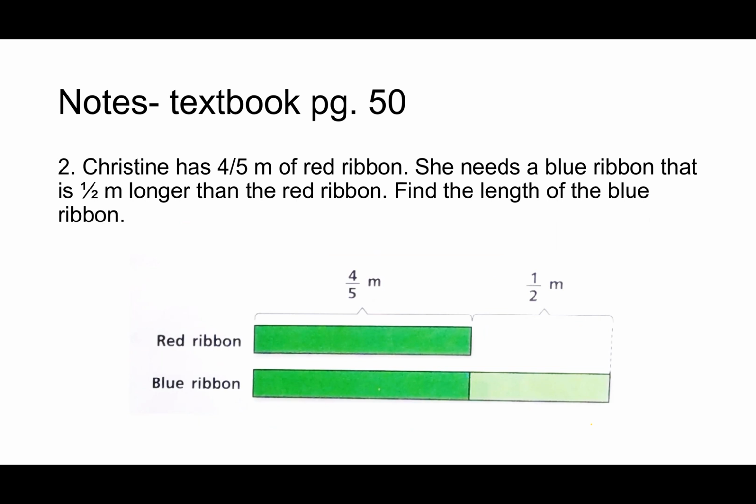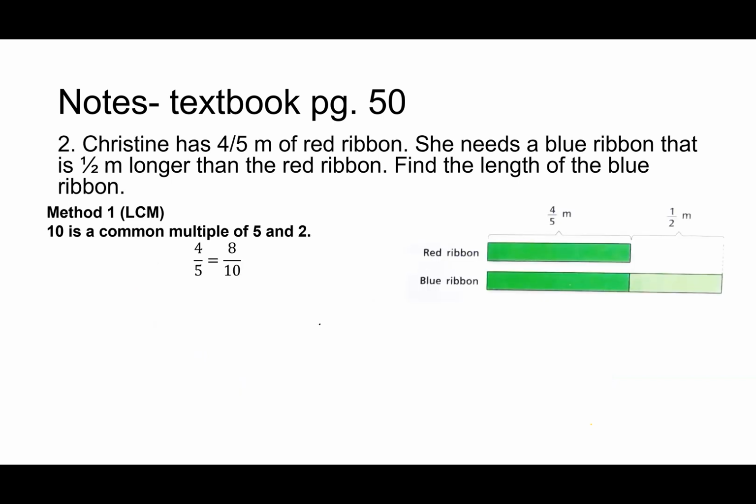Okay, so let's just demonstrate this with a word problem. It says Christine has 4/5 of a meter of red ribbon. She needs a blue ribbon that is 1/2 meter longer than the red ribbon. Find the length of the blue ribbon. All right. So method 1 is to just find the least common multiple. That's what method 1 is there for your notes. Just write least common multiple next to method 1, or LCM for short. Are you guys gonna know what that stands for? Least common multiple, LCM. All right, so we've got 4/5 and we've got 1/2.